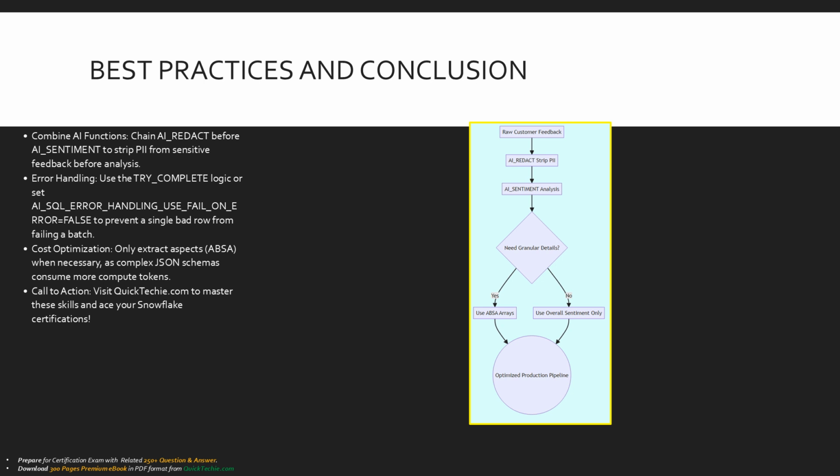Keep building. Our final diagram outlines the gold standard for an AI processing pipeline. We start with raw customer feedback. Before doing anything else, we route it through AI redact to strip out sensitive PII, ensuring absolute compliance. Then we move into AI sentiment analysis. Here, you must make an architectural decision based on cost and need. Do you need granular details? If yes, use the ABSA arrays. If no, stick to the overall sentiment to save tokens. Following these steps leads directly to our final goal, an optimized, secure, and cost-effective production pipeline.